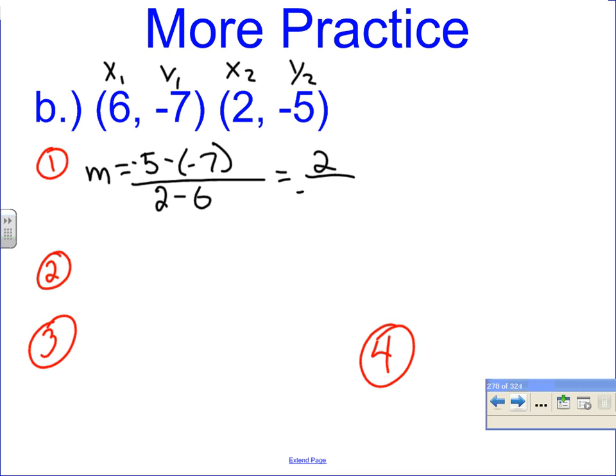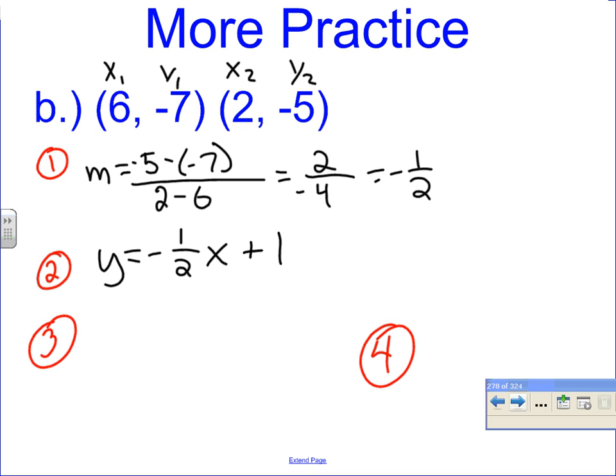Okay, first step, you should all get a slope of -1/2. So let me pause there. Did everyone get a slope of -1/2? Okay, step 2, plug your slope into the equation. So we have y equals -1/2 x plus b.